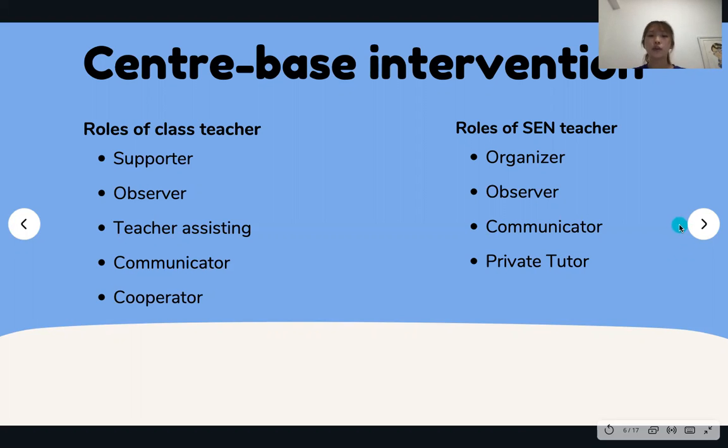And the role of the SEN teacher will be the organizer, observer, communicator, and a private tutor too. The reason that they will be organizer and private tutor is that they need to organize a curriculum plan for the children and be their private tutor, giving them the best curriculum plan for them to get improvement.